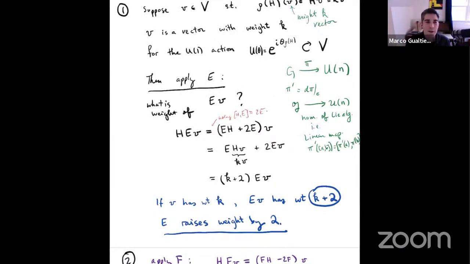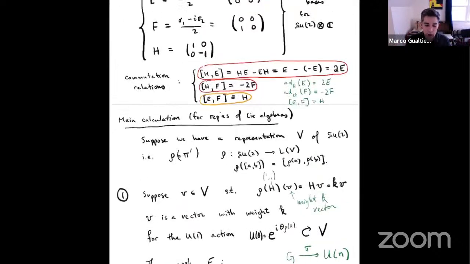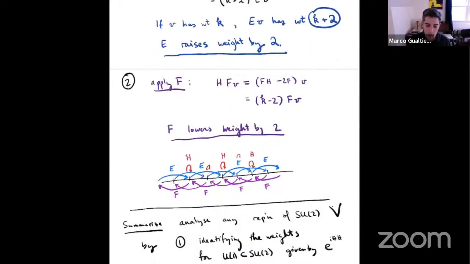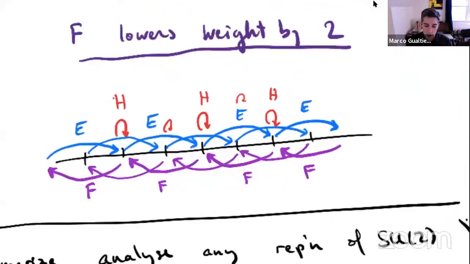It's telling you that in your Lie algebra you've got fundamentally three different kinds of elements. This one, which generates a U1 and has nice weights and decomposes everything. Then this one, which raises the weights. And this one, which lowers the weights. Let's just do the same computation. If we apply F to V and test it, we get FH minus 2F applied to V. The same computation gives K minus 2. So this is a weight lowering operator. And so I've drawn a picture of it like this.